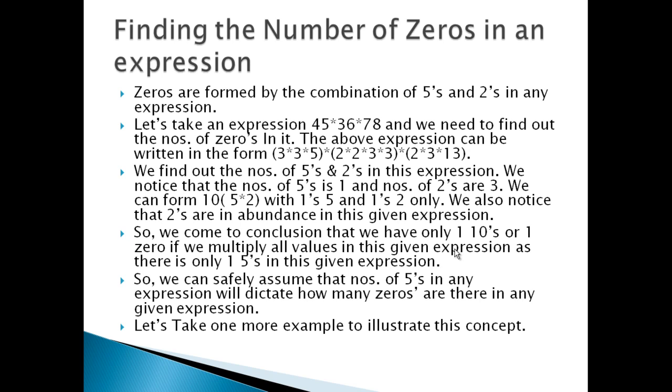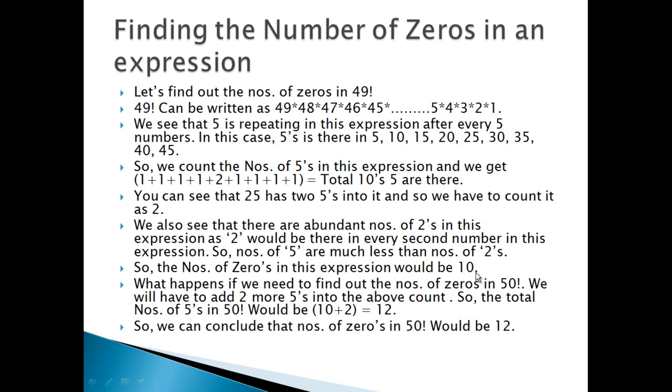So we come to the conclusion that we have only 1 ten or 1 zero if we multiply all the values in this given expression, as there is only 1 five in this given expression. So we can safely assume that the number of 5s in any expression will dictate how many zeros are there in that given expression. Let's take one more example to illustrate this concept.